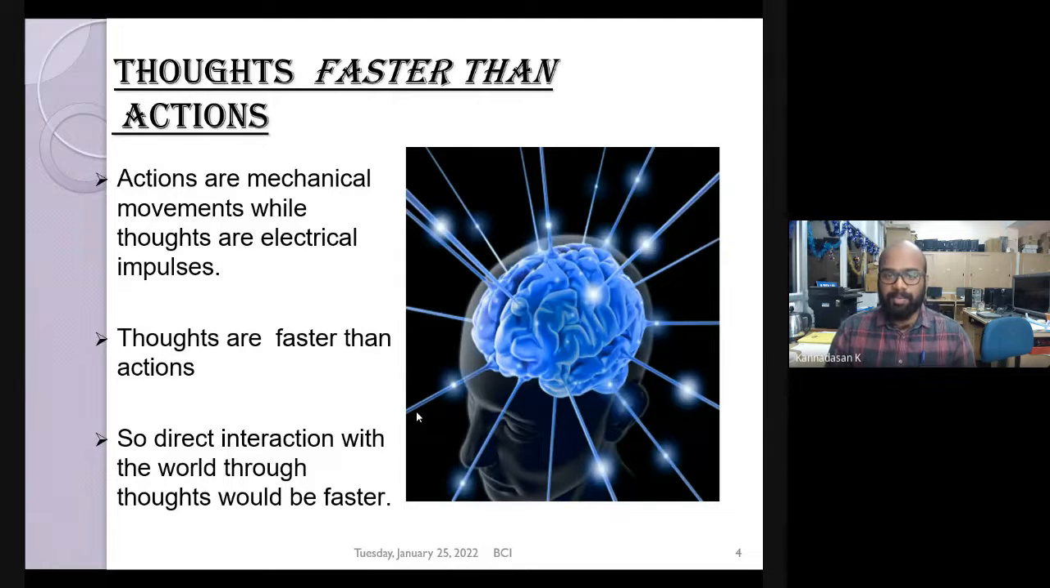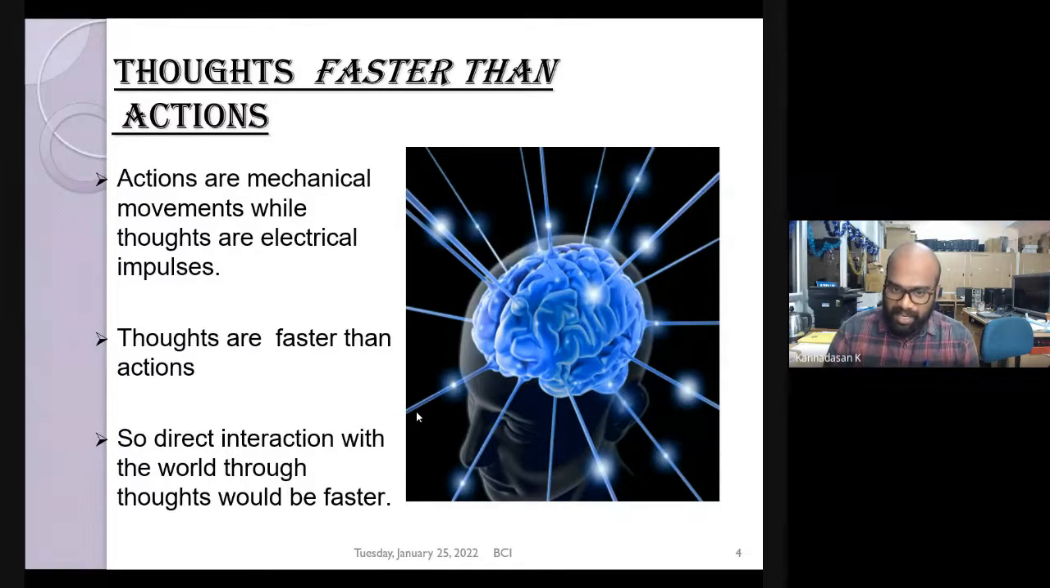Actions are the mechanical movements, while thoughts are electrical impulses. Whatever we think is an electrical impulse happening inside our brain, but we won't see it. If we measure those electrical impulses, we get to see some waves. Actions are the mechanical movements. If I just think that I'll be moving my hand, I'll be lifting my phone. That action is a mechanical movement, right? That is happening outside, but inside, the electrical impulse is happening. So these two, we are trying to bridge.